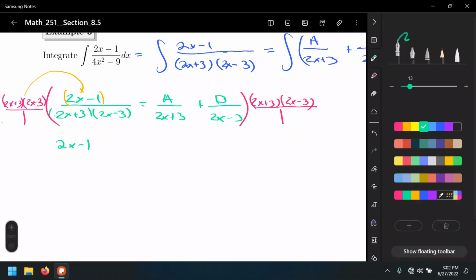So from here, let's do the same distribution on the right hand side. Multiply these two factors in red. But notice how the 2x plus 3 will cancel that 2x plus 3, leaving us with a times 2x minus 3. Plus b times, do the same. See how this 2x minus 3 cancels that 2x minus 3? Leaving us with b times 2x plus 3.